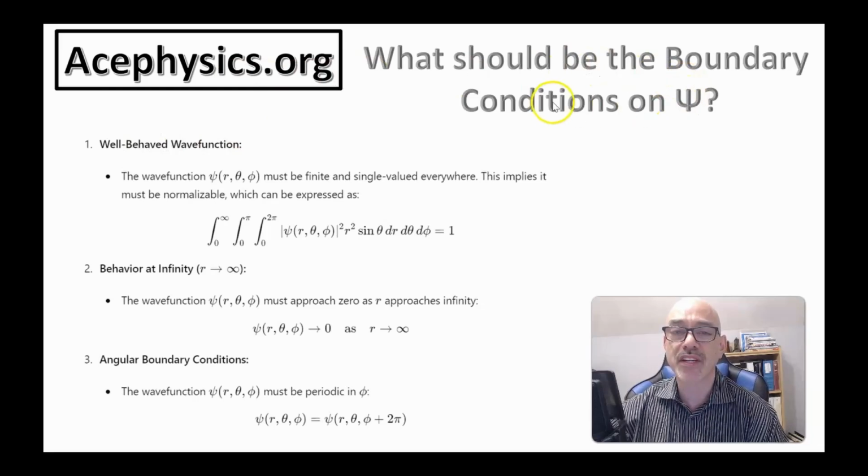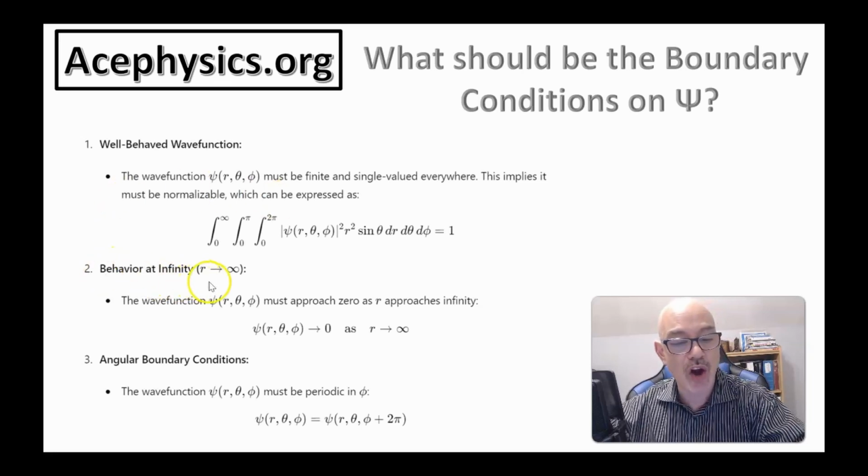What should the boundary conditions on psi be? Well, one is psi has to be well behaved, and if we take the integral of psi squared over all space, it has to equal 1. What that means is if we're looking for the particle, the electron in this case, the electron has to be somewhere, and that means that the wave function must be normalizable.